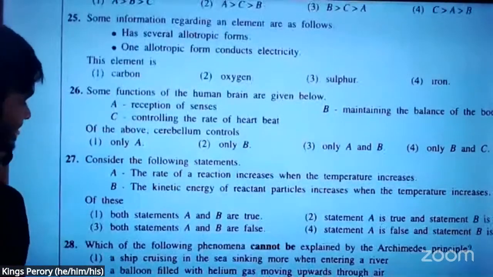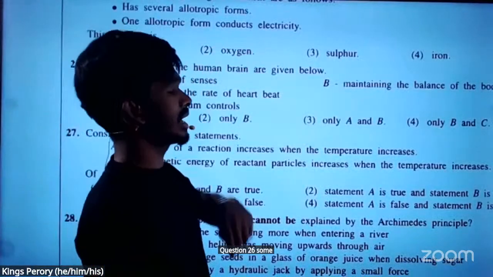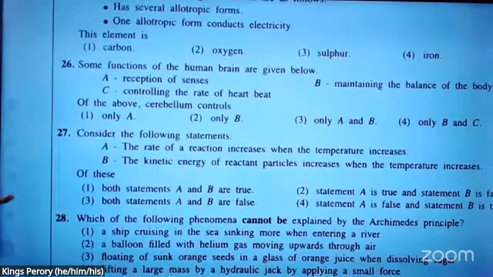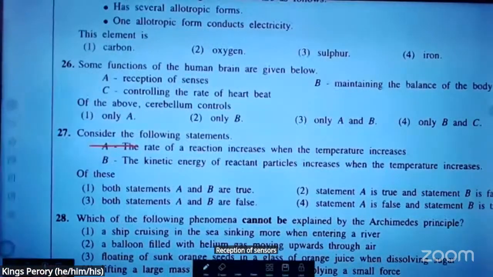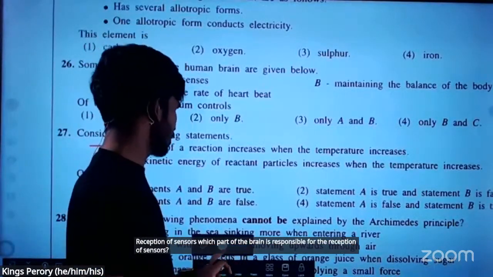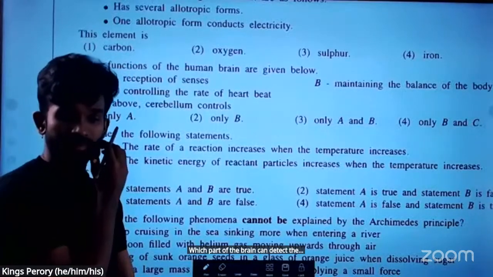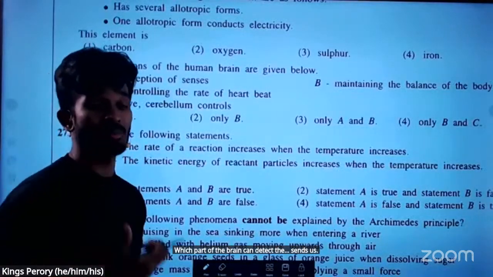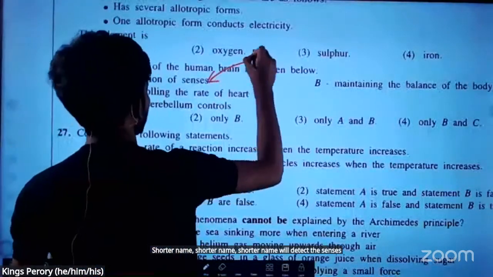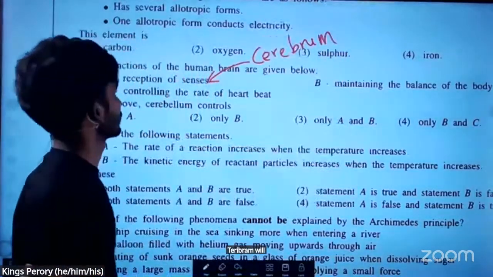Question 26. Some functions of the human brain are given below. Reception of sensors. Which part of the brain is responsible for the reception of sensors? Which part of the brain can detect the sensors? The shorter name will detect the sensors. What's the shorter name? Cerebrum. Cerebrum will detect the sensors.